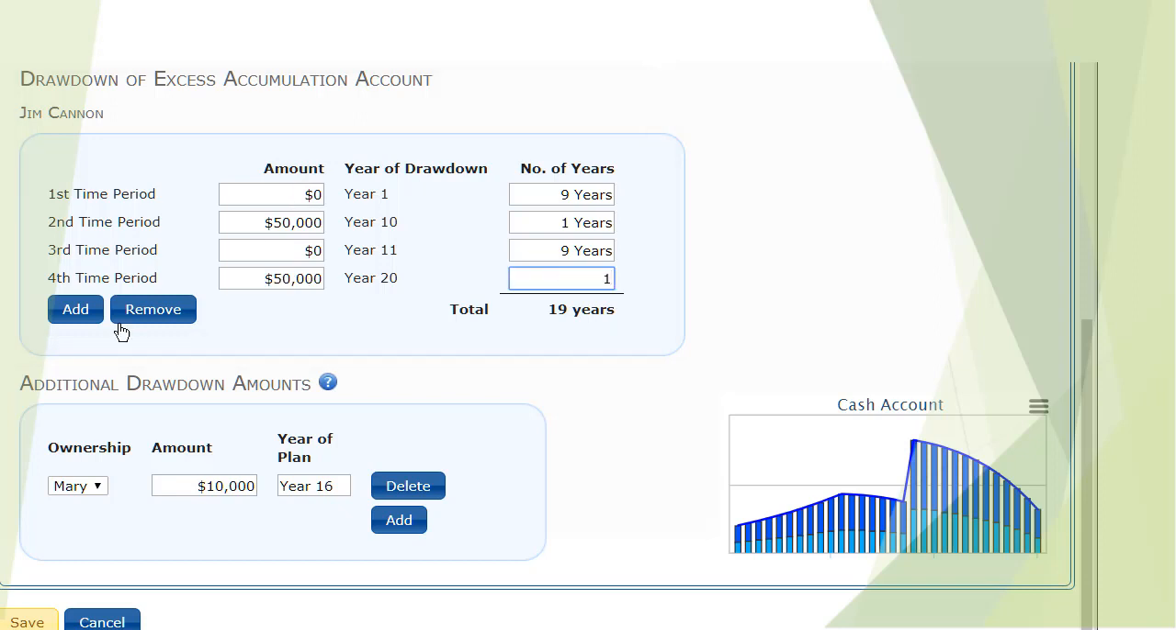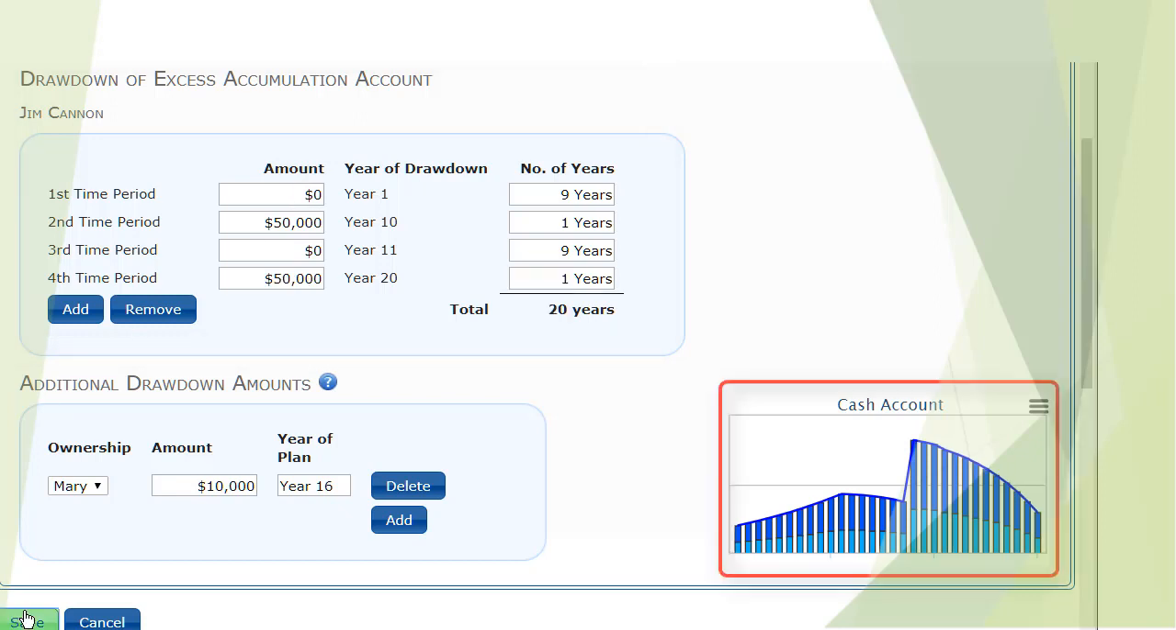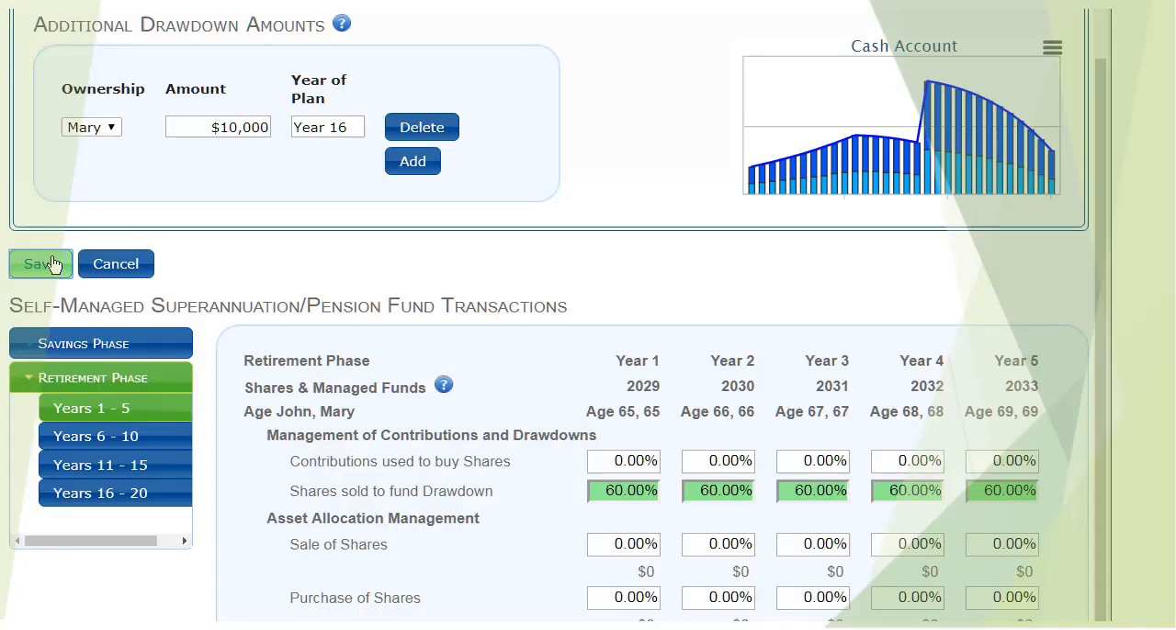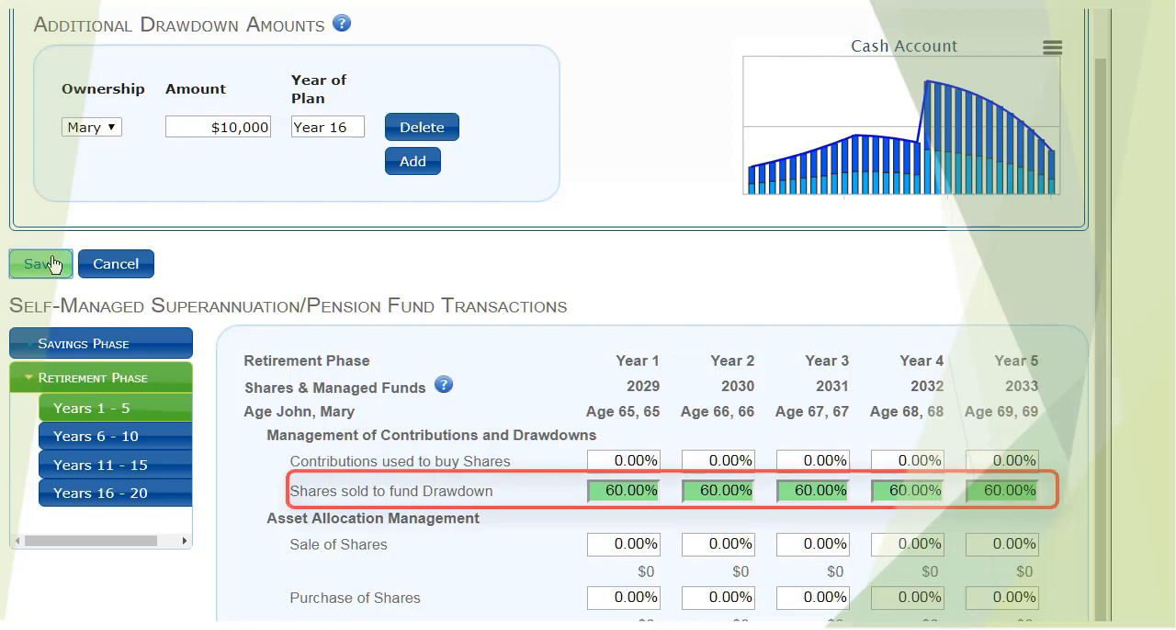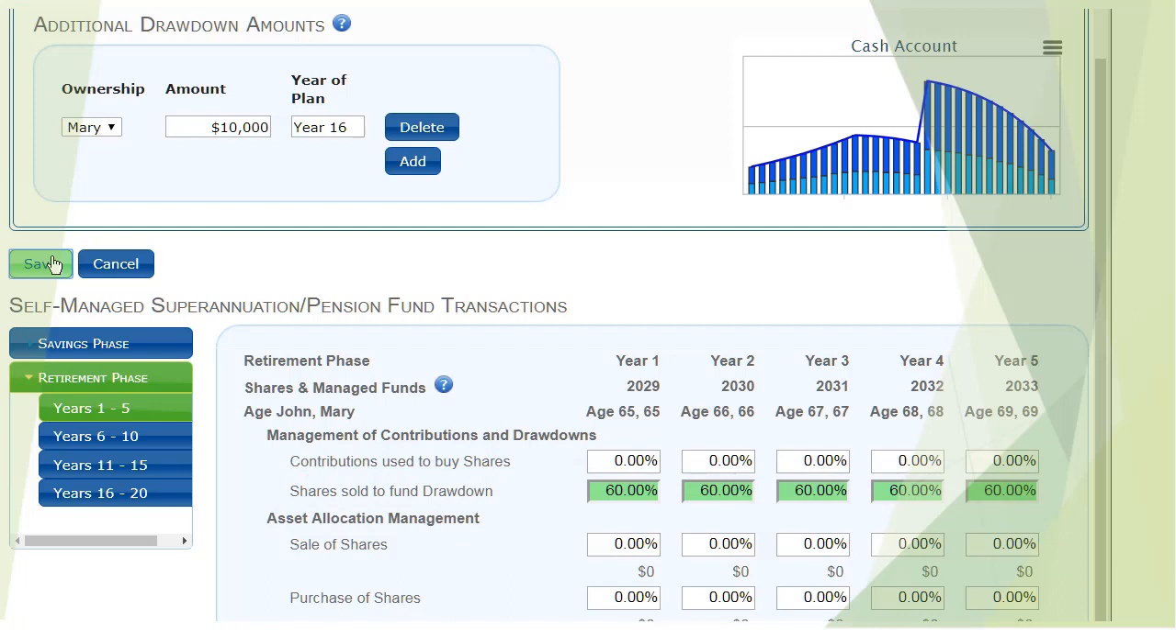Note there are sufficient funds in the cash account to fund the drawdown. If this were not the case, then additional shares and managed funds would need to be sold. To stop the endless rebalancing of the cash account by selling or buying shares, you can nominate a percentage of the drawdown amount to be funded by the sale of shares and managed funds. The net returns are deposited into the cash account at the start of the year prior to the drawdown. The program defaults to a 60% allocation of shares.